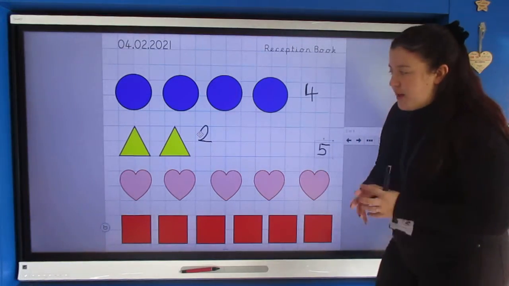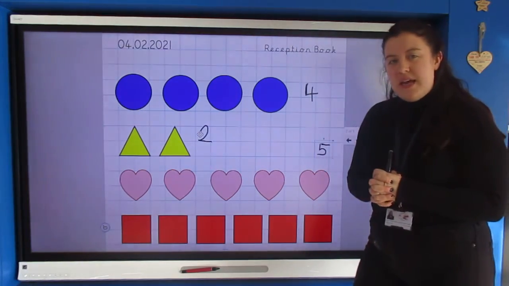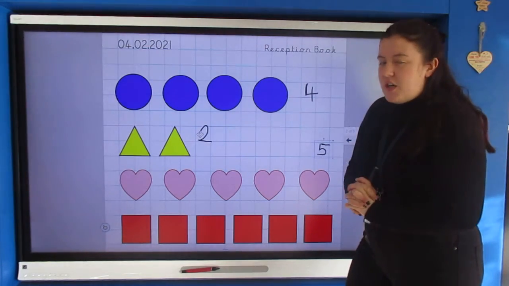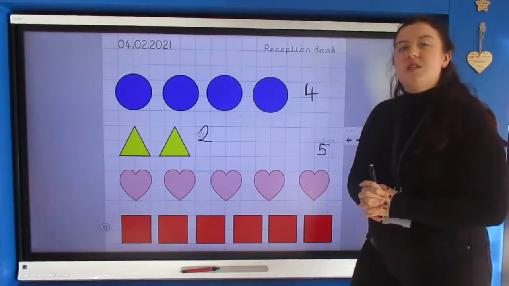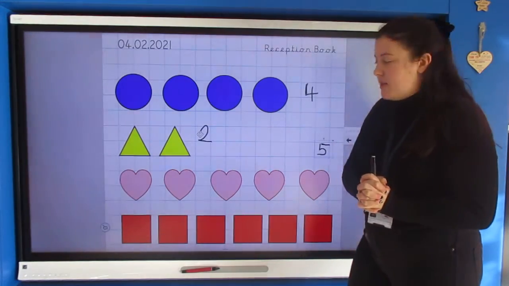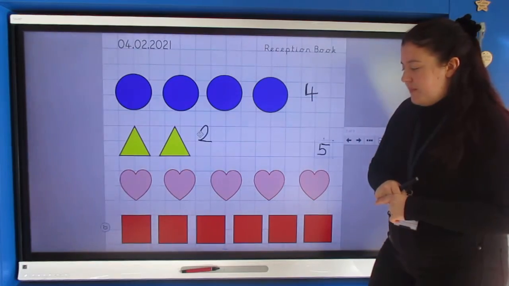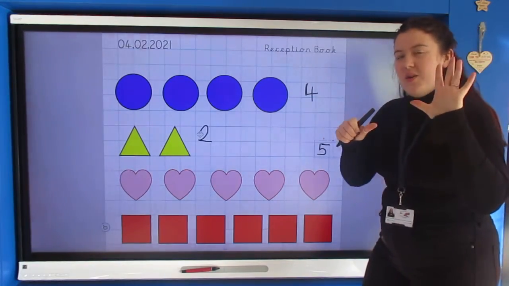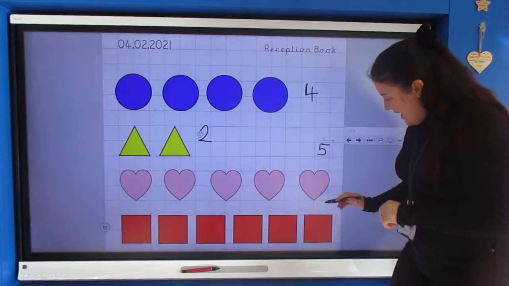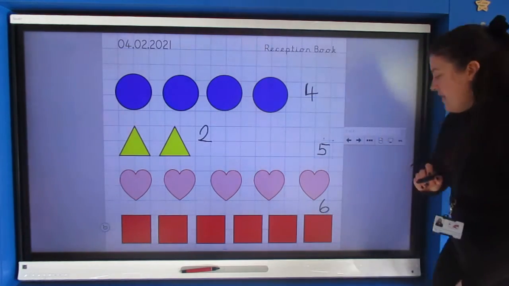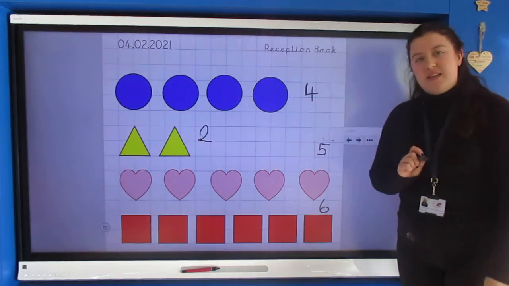Now at the bottom, can you remember what that shape is? It has got 4 sides, 4 corners, all the sides are the same length. It is a square. Well done if you remembered. How many squares can you see? 6. Well done. Have a go at writing the number 6 on your whiteboards. There it is, number 6.